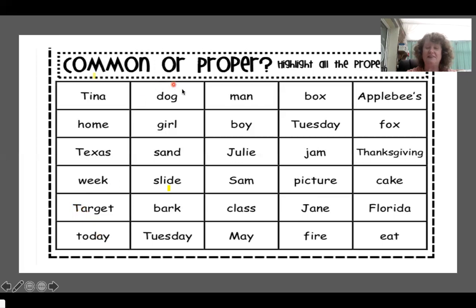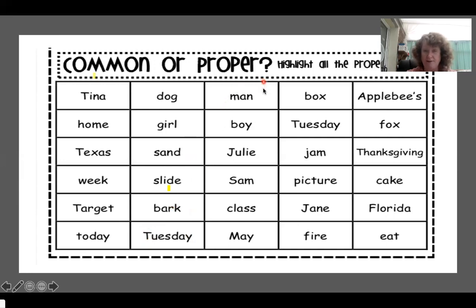Okay, let's go down this list here. Dog. So that's any dog, isn't it? My dog, your dog. So that's a common noun. Girl. Could be any girl. Sand. No, that could be any sand. Slide. No. Bark. No. Tuesday. Tuesday is the name of a day in the week. So that is a proper noun. So that has a capital letter at the beginning too.